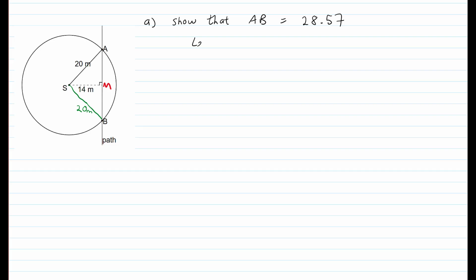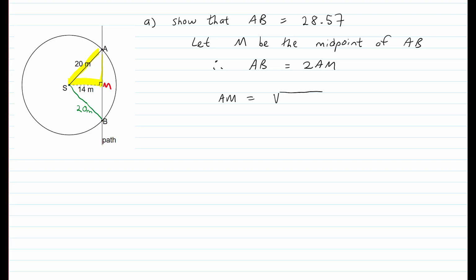So we'll note that in. So we say let M be the midpoint of A to B. So therefore, A to B is going to equal 2 times A to M. So now all we have to do is work out A to M, and then times that by 2 to get A to B. And we can do that using Pythagoras, because the triangle here, SAM, is just a right angle triangle.